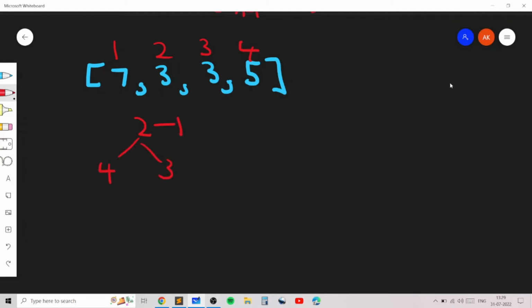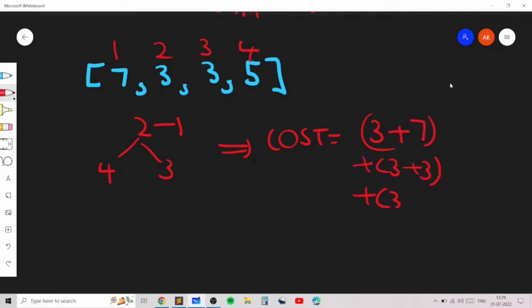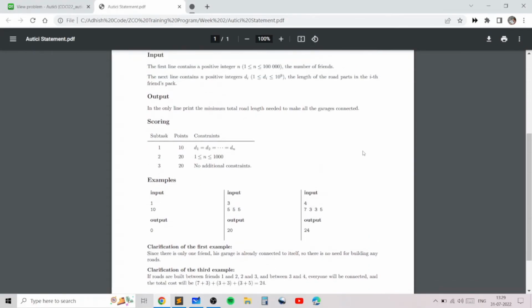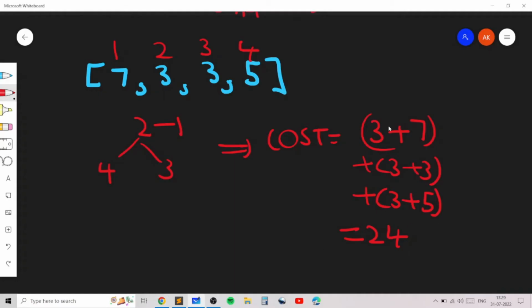So to connect the second person, his garage, with the garages 1, 3, and 4, this gives a cost which is equal to 3 plus 7 plus 3 plus 3 plus 3 plus 5, which is going to be equal to 12 plus 12, which is again 24. So actually, connecting 1 to 2, 2 to 3, and 3 to 4 was also optimal, and this was also optimal.